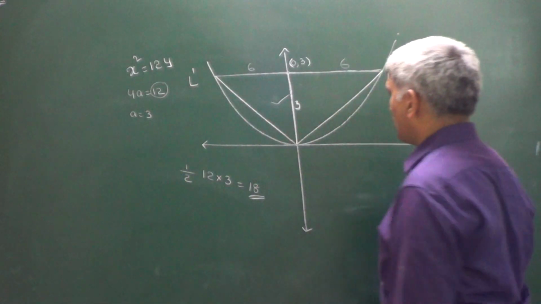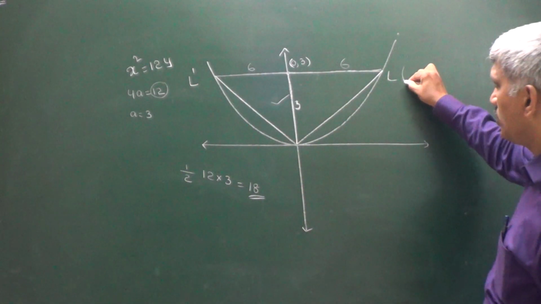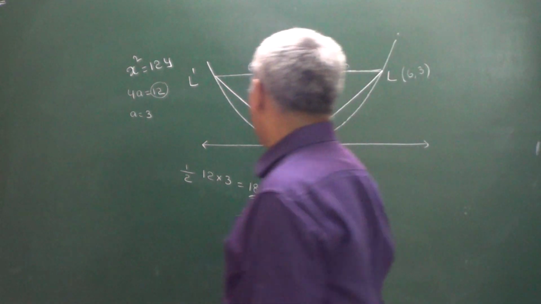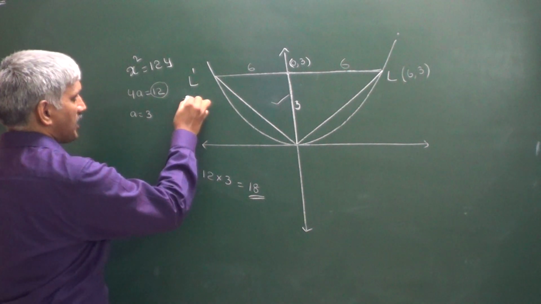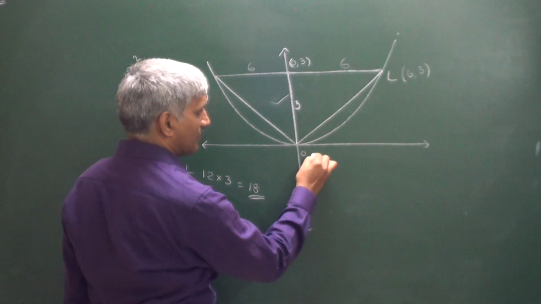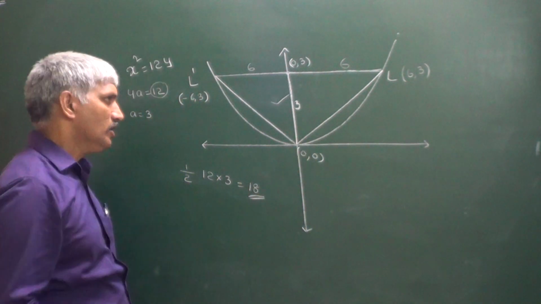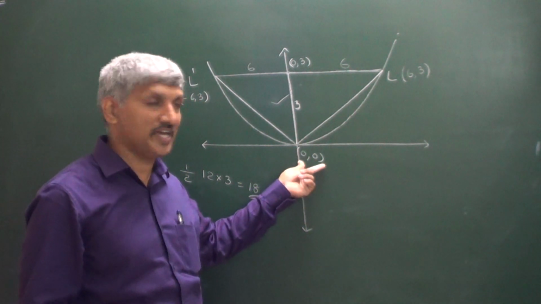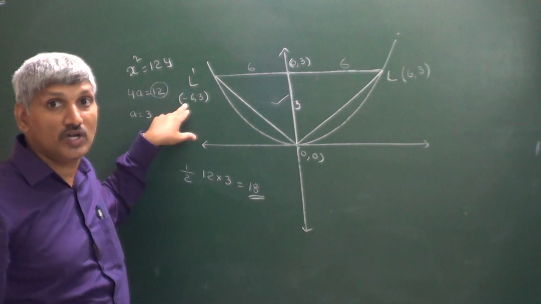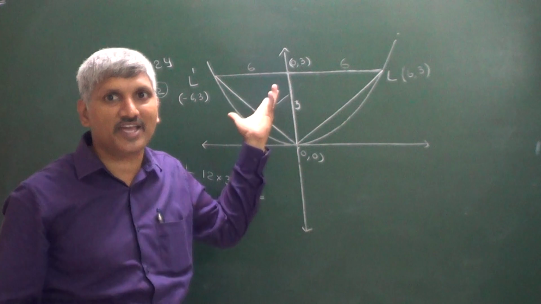Or otherwise we can do the same question like this also. This point is (6, 3), and this point is (-6, 3), and one more point is (0, 0). This is the best one. (0, 0) is one vertex, (6, 3) is another vertex, and (-6, 3) is one more vertex. These are the three vertices of a triangle.